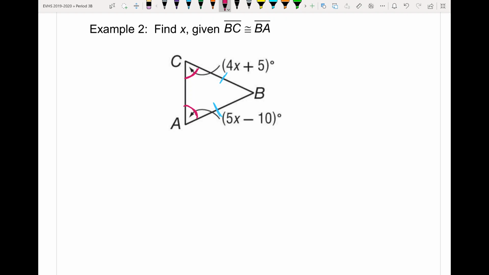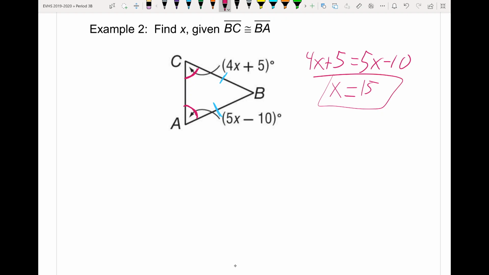And then because they're congruent, we know that 4x plus 5 is equal to 5x minus 10. And I hope that our solving skills are getting better now, because I can jump straight to x equals 15. If you don't believe me, pause the recording and go solve that for yourself. You're going to do probably 2 or 3 steps and you'll get there.